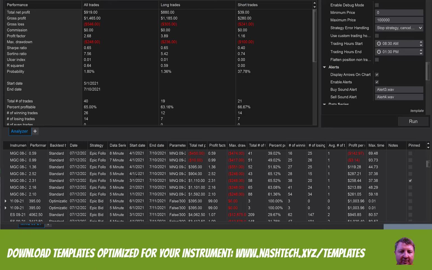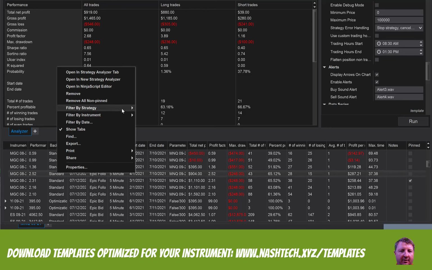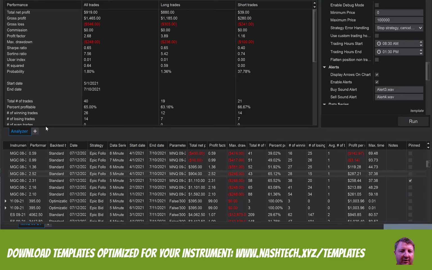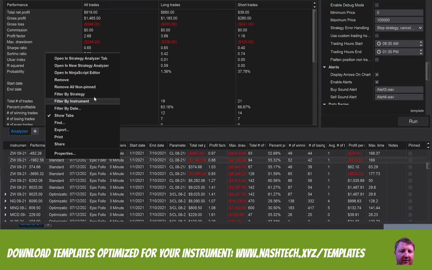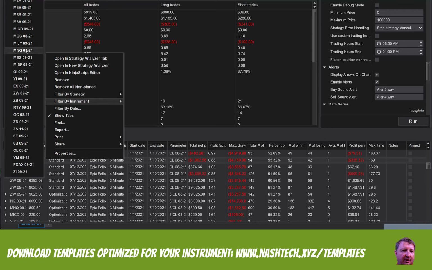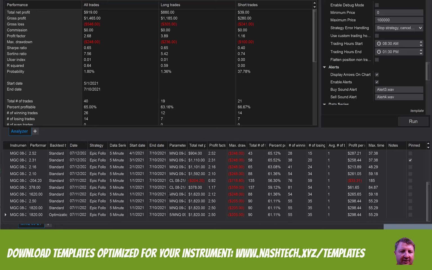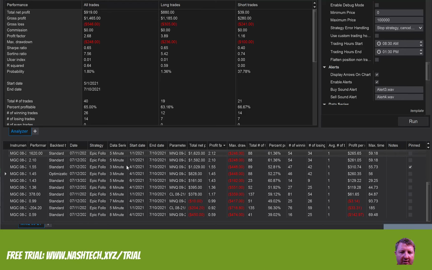Which is really cool because now you can right click, filter by strategy, filter by instrument. Let's say I only want MGC. And now we can start to sort: what are our highest profit factors, what are the number of trades, what's the max drawdown, and you see all the ones we just ran. 2.12 profit factor for this time frame from January. So all the ones we just ran, you can also see it here, July 12th, 2021. That was a 3-minute.